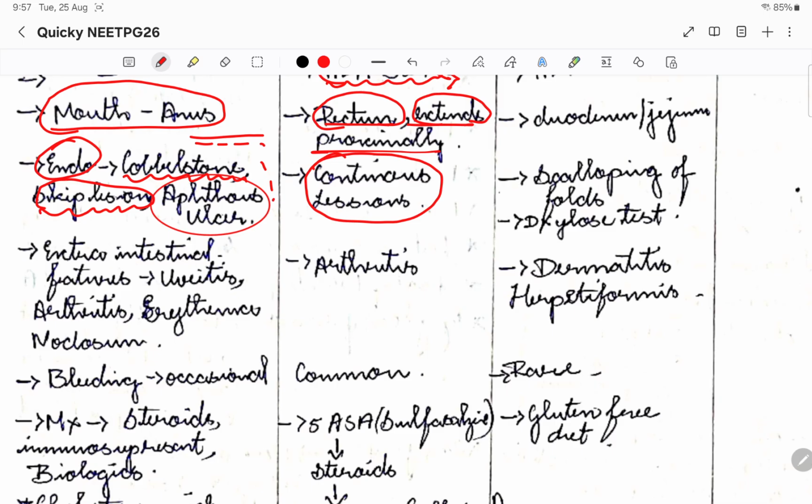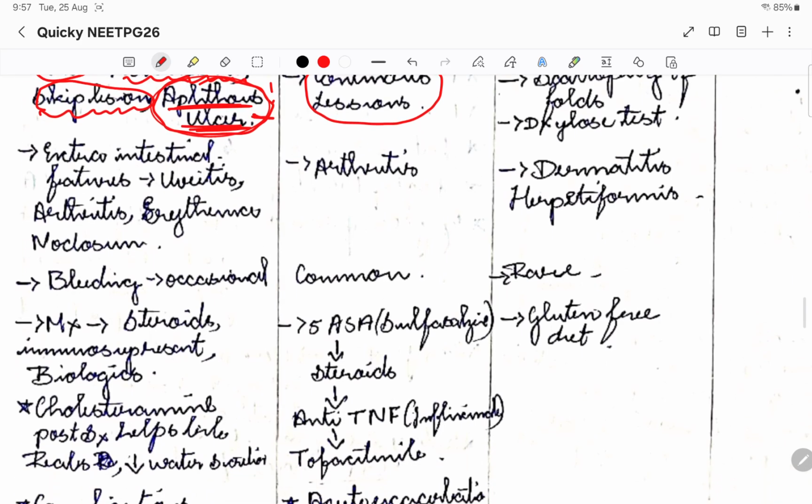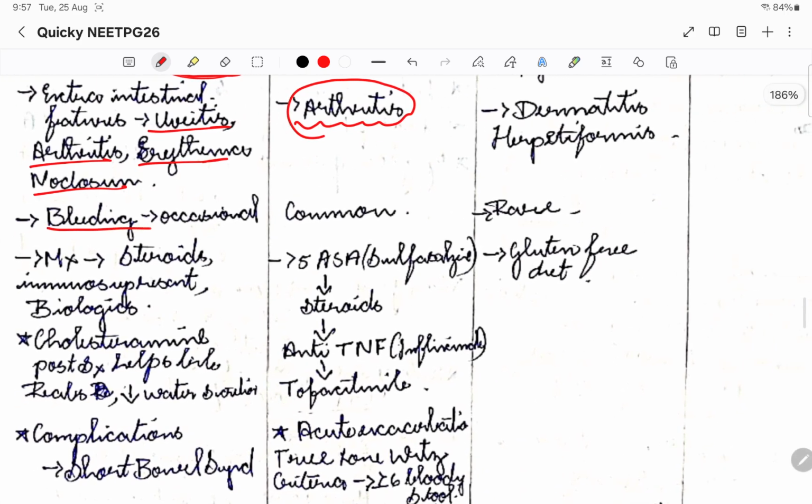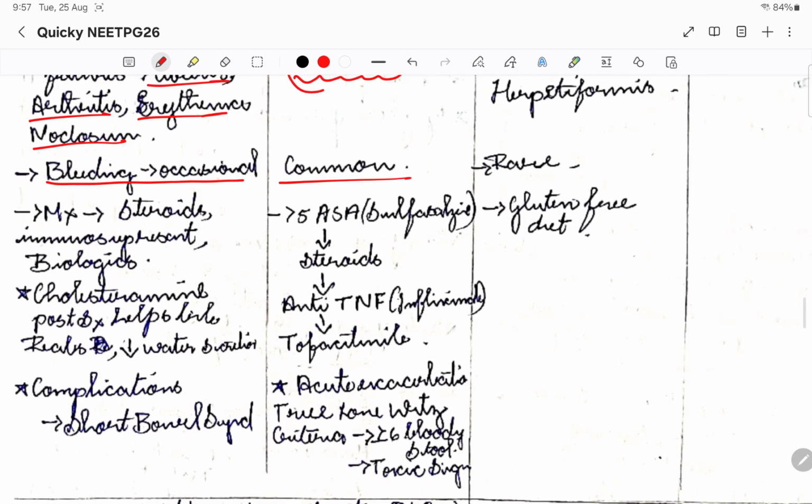One of the extraintestinal observations is the aphthous ulcer. Aphthous ulcer around the mouth will be seen with respect to Crohn's disease. This is one of the earliest features of Crohn's disease. Please note this, aphthous ulcer. The other extraintestinal features are uveitis, arthritis and erythema nodosum in Crohn's. Regarding arthritis, I told you HLA-B27 is involved, meaning there might be psoriatic arthritis and so on. So this can happen. Then bleeding will be occasional in Crohn's disease and common in ulcerative colitis.